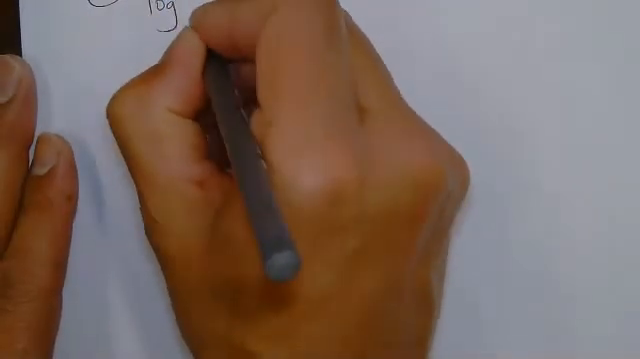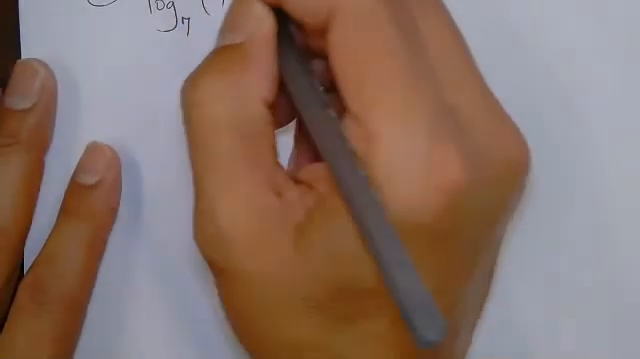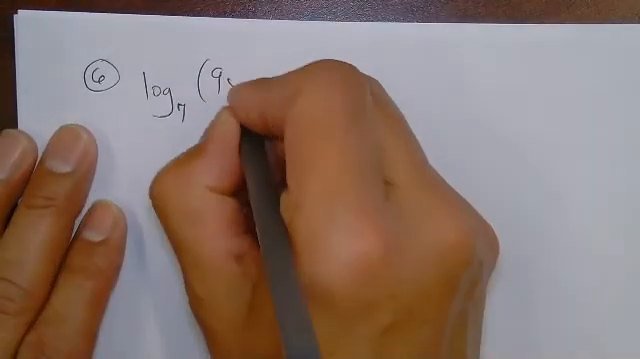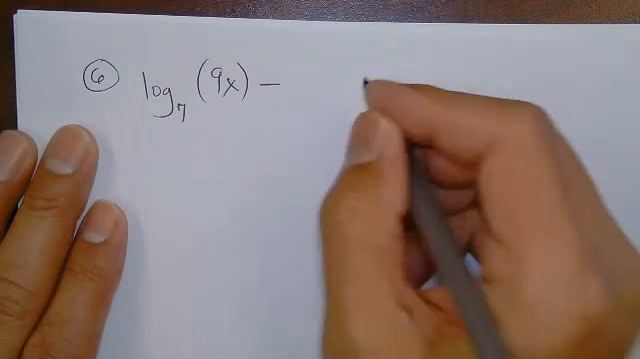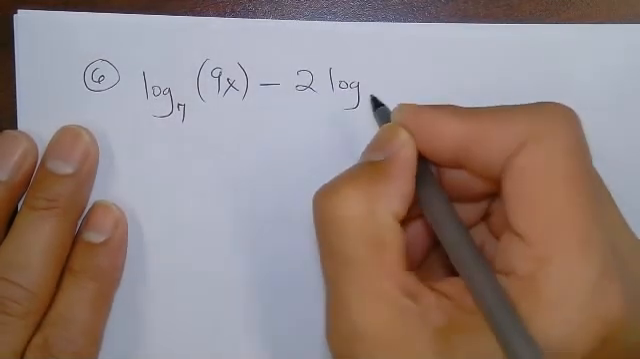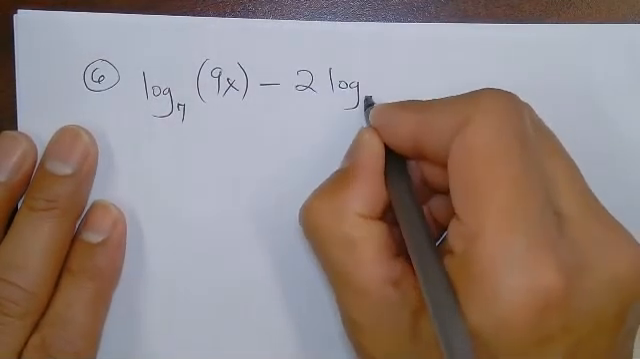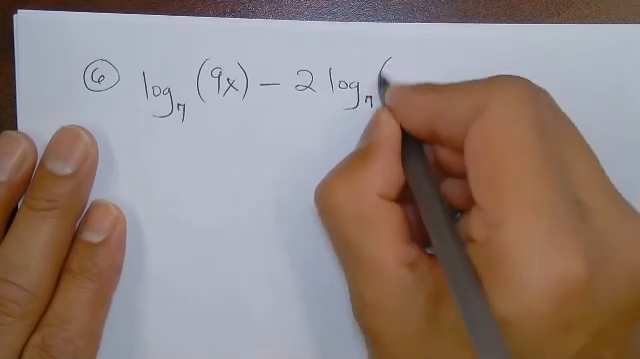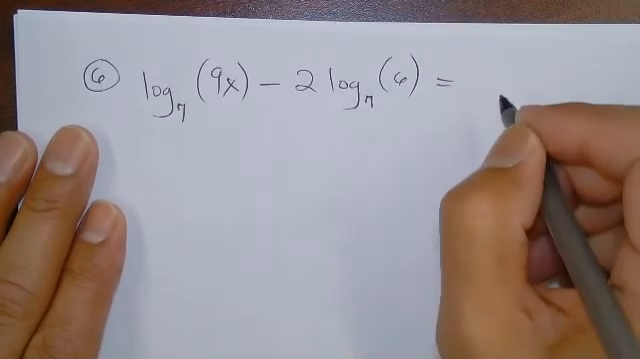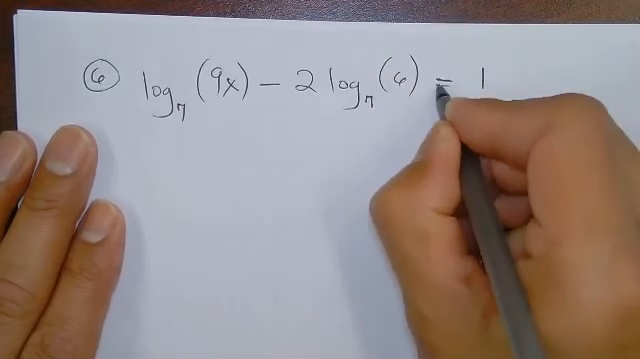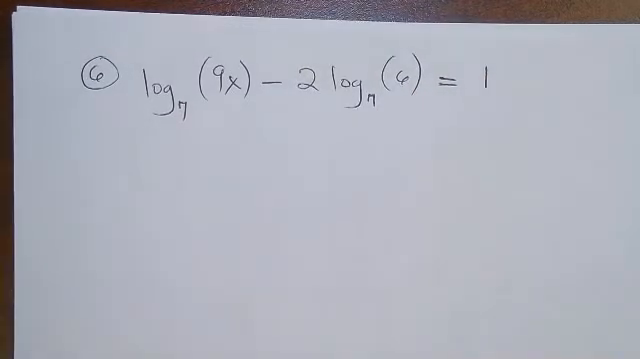Okay, 6. Ready for the next one? We're good? If not, remember, I'm going to put this up on the video. You guys can watch it again or watch it as many times as you need. The next one, number 6, log base 7 of 9x minus 2 log base 7 of 6 equals 1.